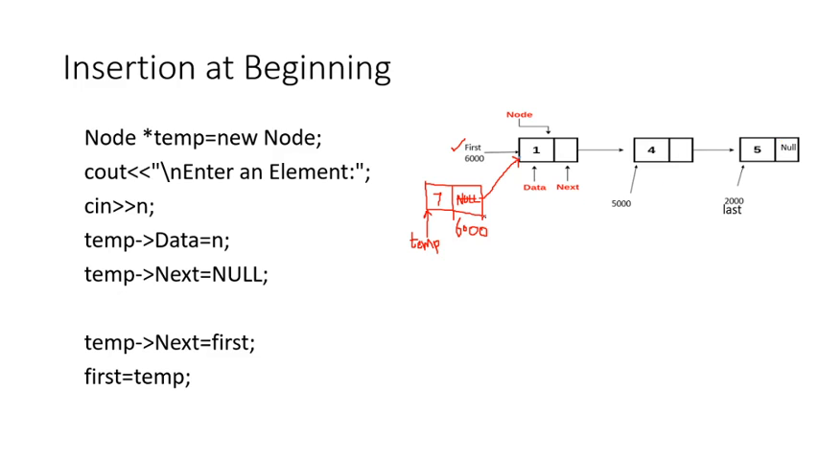Now we need to update the first pointer also, because after insertion of this node at the beginning, first node will be this node. So update the first pointer to the temp. This will become now the new node. So in this way we can perform the insertion at the beginning.